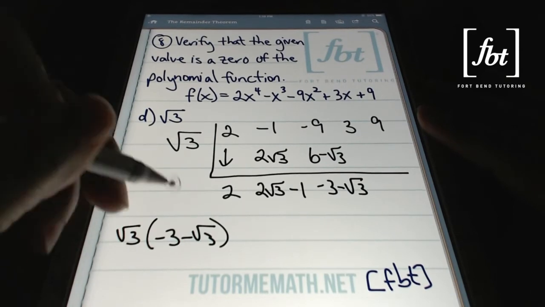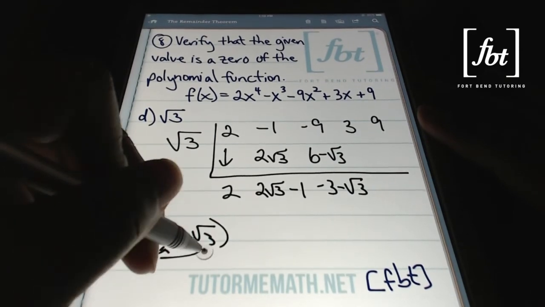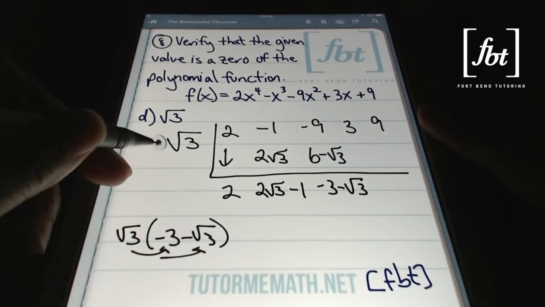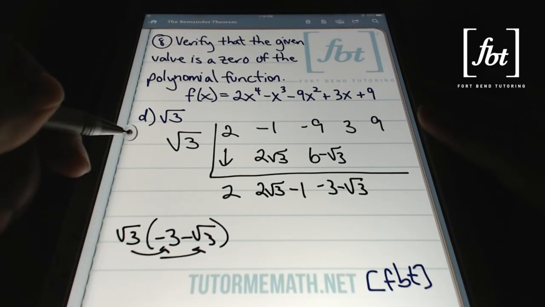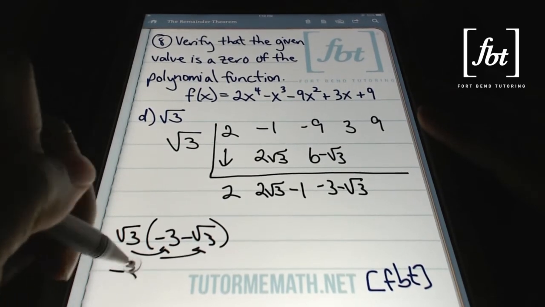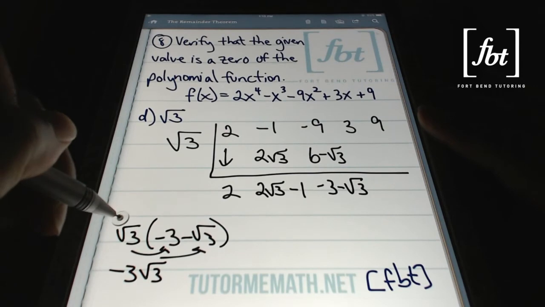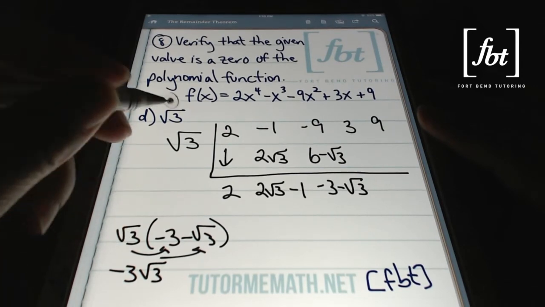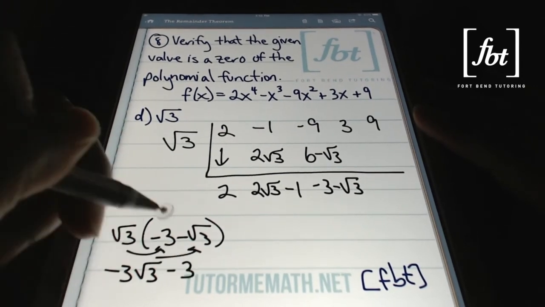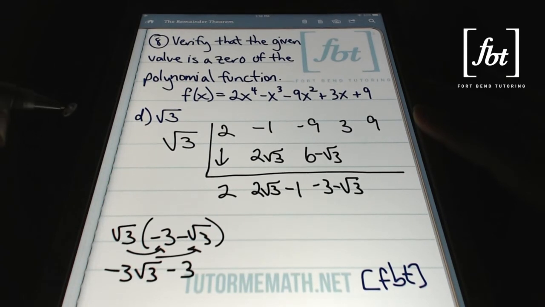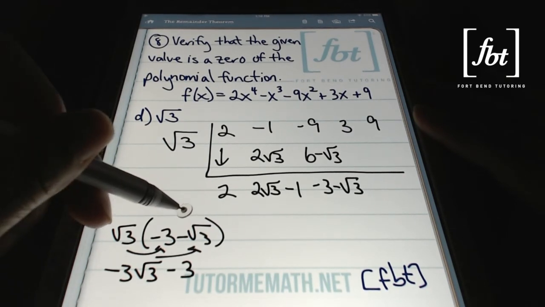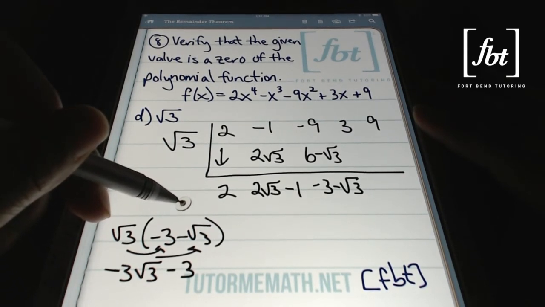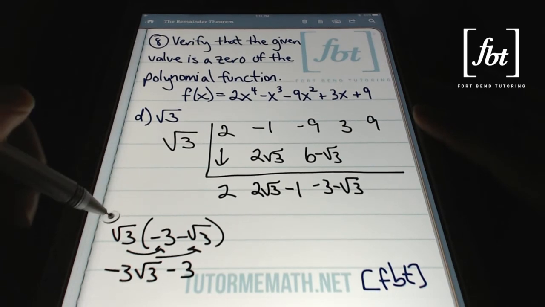We'll distribute. Thank you very much. So we'll have the square root of 3 times negative 3 gives you negative 3 times the square root of 3. Then square root of 3 times negative square root of 3 is actually negative 3. We end up with this value because the square root of 3 times square root of 3 is the square root of 9, but the square root of 9 is 3. And because we're multiplying a positive times a negative, you just end up with negative 3 here.